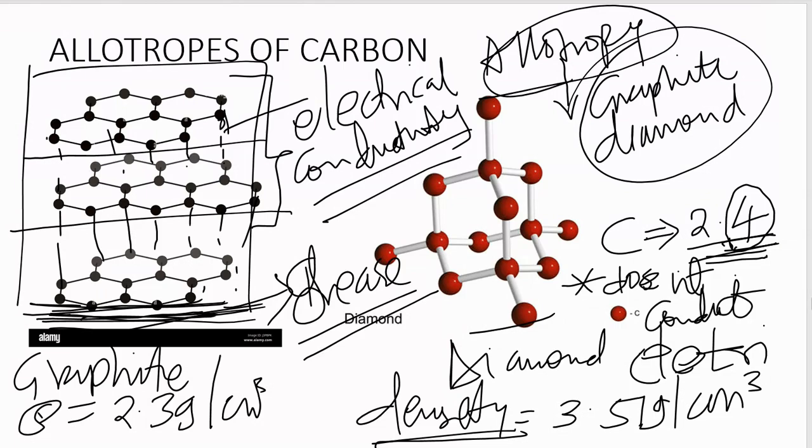So in the next lesson, I will introduce you to the chemical properties of carbon, because now we have talked about the allotropes of carbon, which are graphite and diamond.